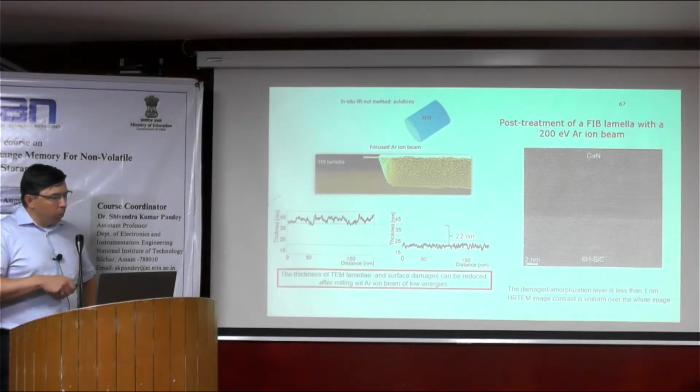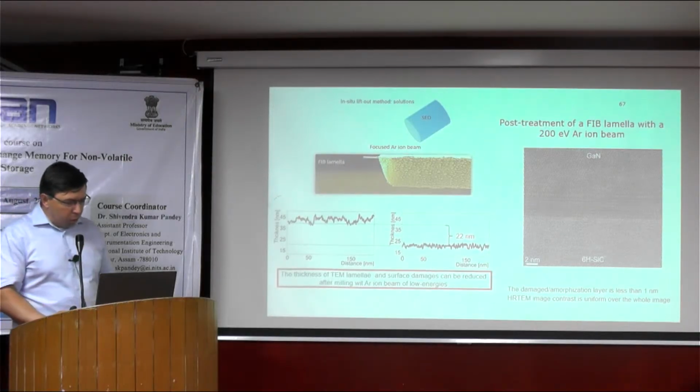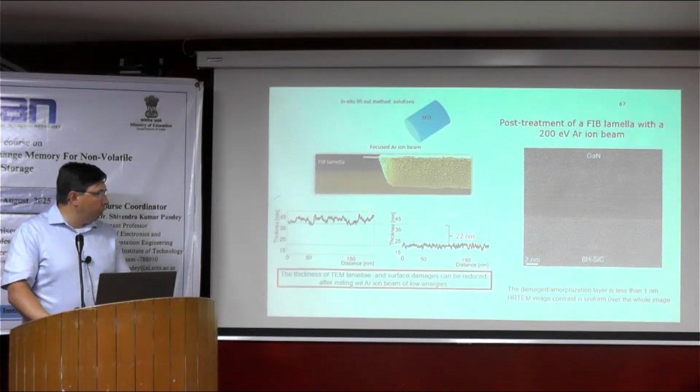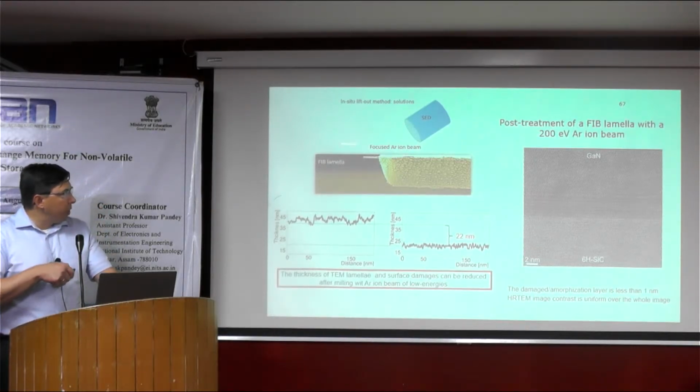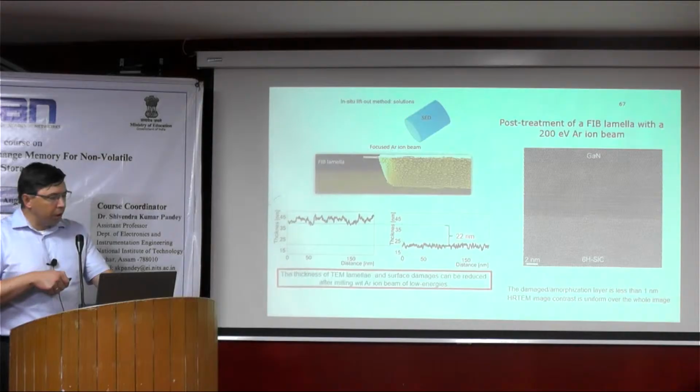So the low energy argon ion beam milling is very helpful for specimen preparation, but for this you need an additional system. It has a focused argon ion beam and also a secondary electron detector. They can see your lamella, and then they can focus the argon ion beam onto the lamella.